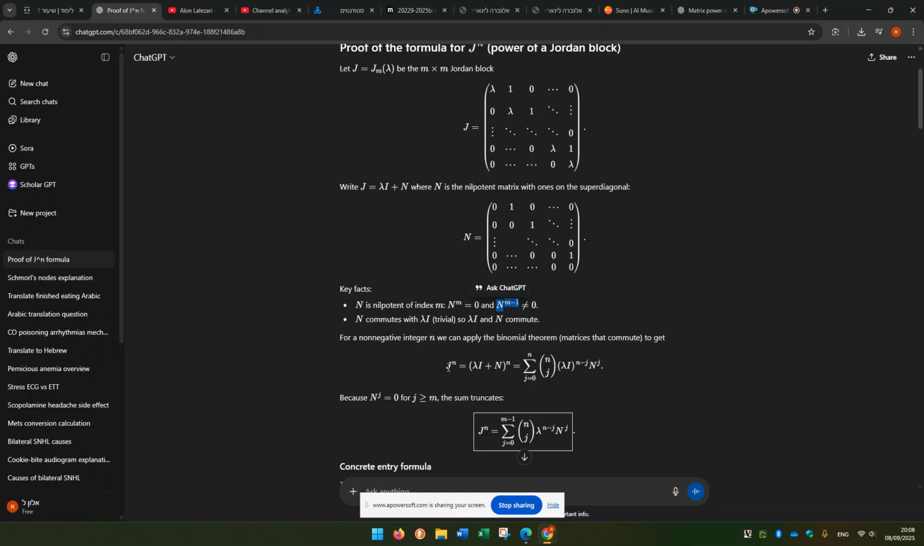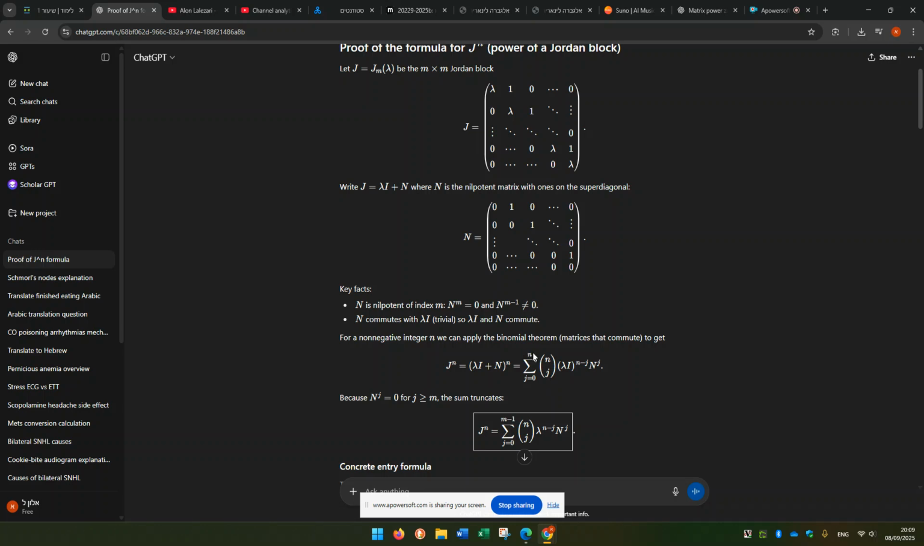Okay, so we said that the Jordan block can be separated into the sum of those two matrices, and now we want to raise it to the power of n, because we want to know what the Jordan block to the power of n is. So we take this separation and raise it to the power of n, and here comes the binomial theorem, very beautifully. You just sneak it in as if we didn't think about it. So we have the binomial theorem. Do you remember it? The sum from j equals 0 to n, n on j, times lambda I to the power of n minus j, times N to the power of j.